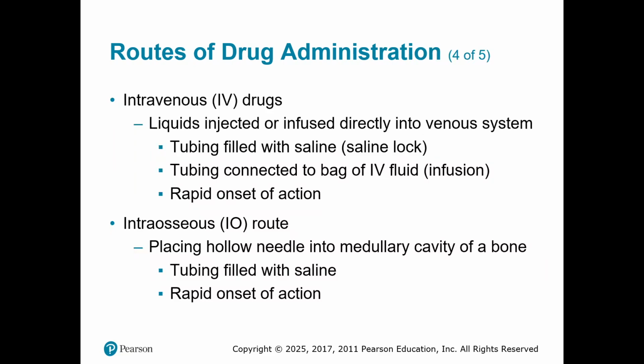Your IO route is very similar to that of IV, right? This is where you're going to access the bone marrow, with tubing filled with saline, rapid onset. Both of these are rapid onsets.